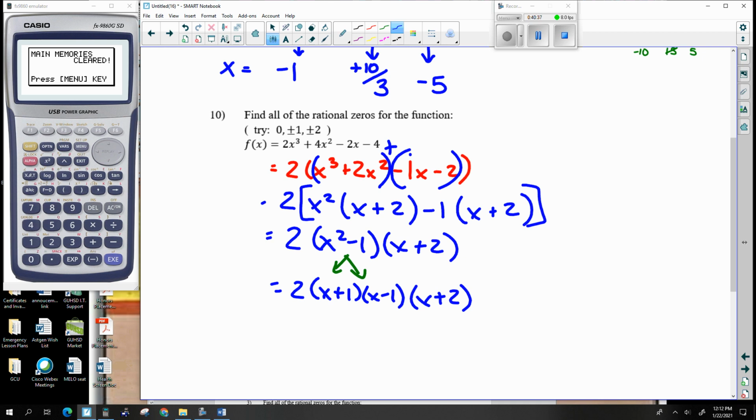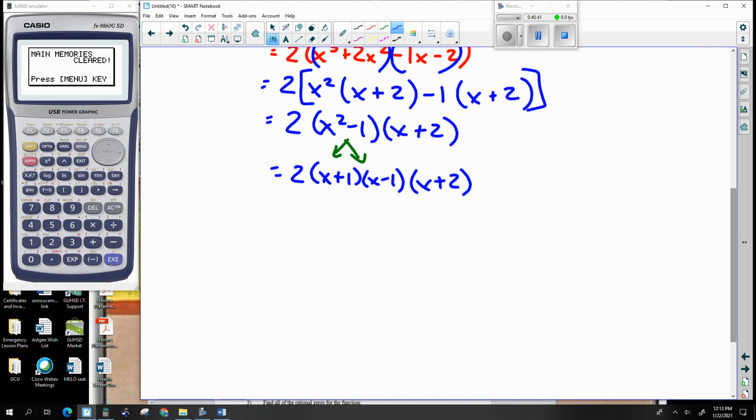So I didn't have to use any synthetic division. My factoring skills are up to speed. Okay, so my factoring skills are good to go. So this is -1, +1, and -2. Those are the zeros. And these are the factors.